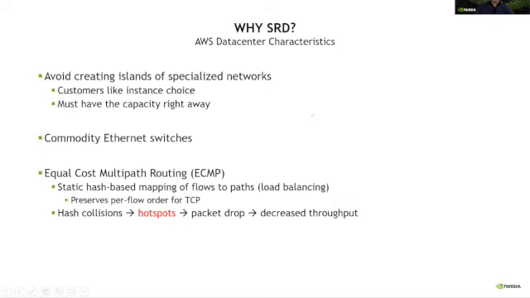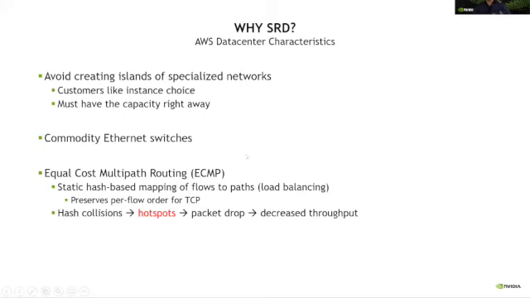And another reason is because AWS uses commodity Ethernet switches in its network, along with ECMP routing. With ECMP routing, you have this static hash-based mapping of flows to different paths in the network to achieve load balancing. And this mapping is static in the sense that it is fixed for every given flow. For each single flow, it is fixed to preserve the per-flow ordering semantics of TCP.